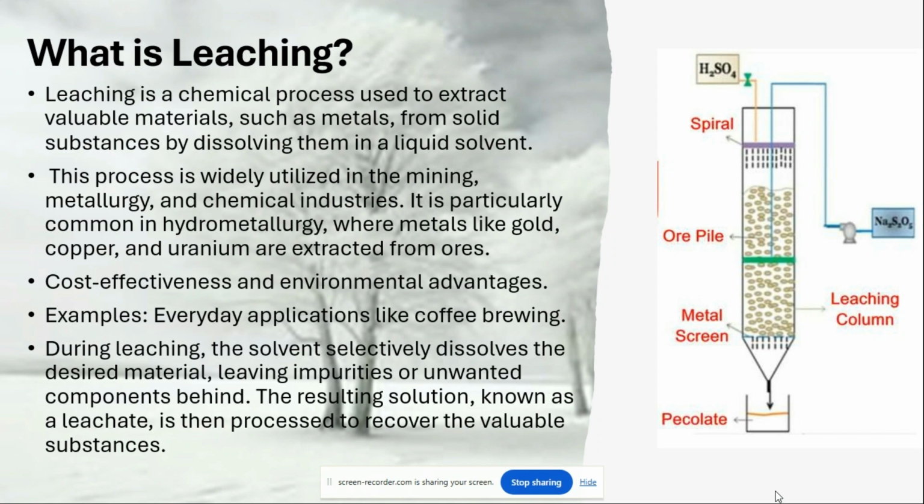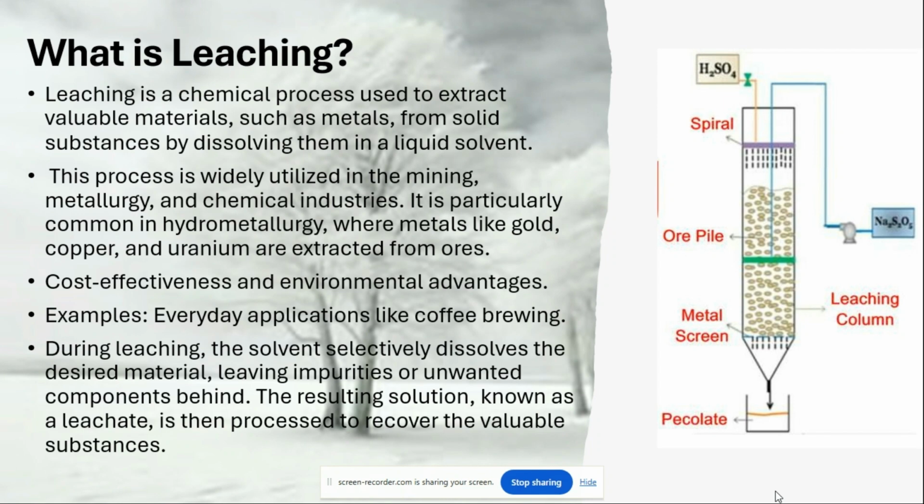During leaching, the solvent selectively dissolves the desired material, leaving impurities or unwanted components behind. The resulting solution, known as a leachate, is then processed to recover the valuable substances. As you can see here in the figure, when ore is piled onto a container and H2SO4 is passed through it, we get metal extract at the bottom. Metal is screened down in the form of particulate.